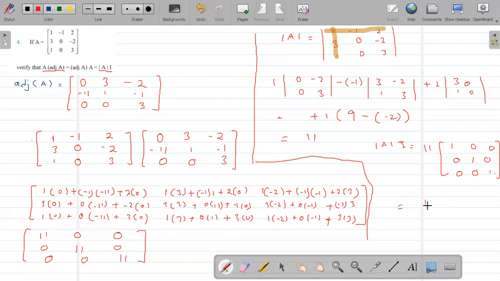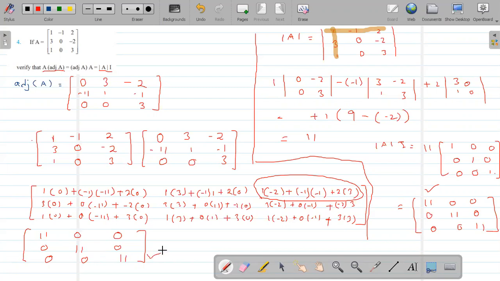So 11 ones are 11, 11 zeros are 0, 11 zeros are 0, 11 zeros are 0, 11 ones are 11, 11 zeros are 0, 11 zeros are 0, 11 zeros, and 11 ones are 11. So your new matrix will be like this. Since we got the answer like this, and as I told you, something is fishy here. I want you to please recheck something with your cofactors, which is having some effect here, because the answer should be like this.